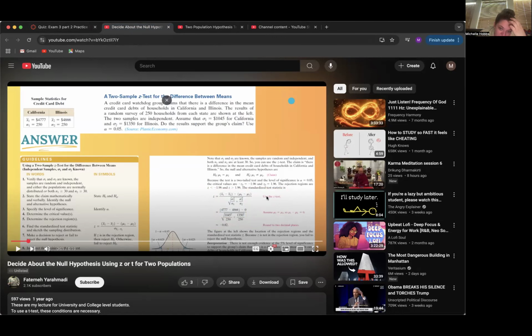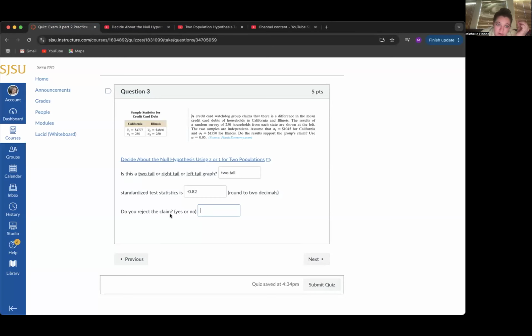The figure at the left shows the location of rejection regions. You fail to reject the null hypothesis. You reject the claim. So failing to reject it means you're not rejecting it. So do you reject the claim? No.